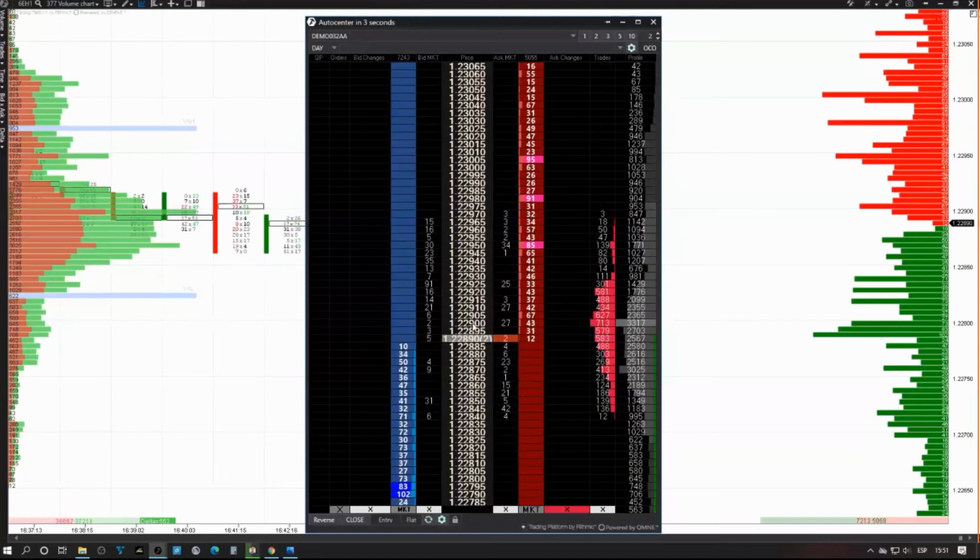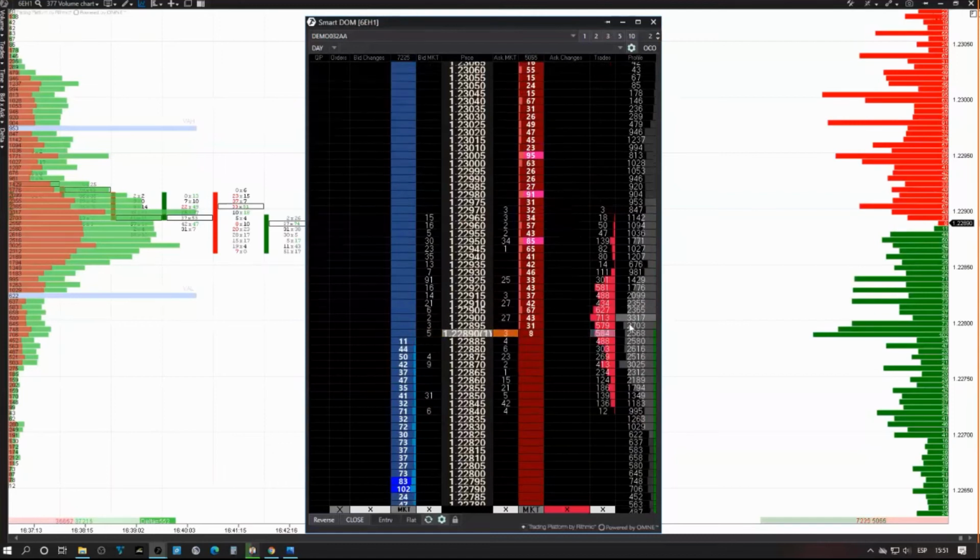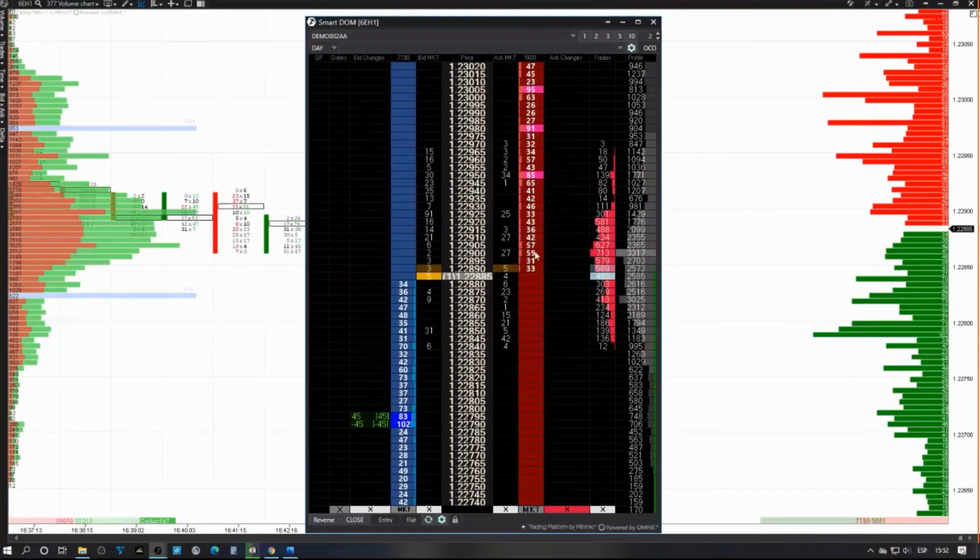Okay, you can see, for example, here we're right now at the point of control, which is this price, 22,900, because this is the most traded price during the day. Okay, we can also see the market orders, which is actually what move the price. When the market order is executed and it takes all the pending order in one side or the other, it will move the price up or down.